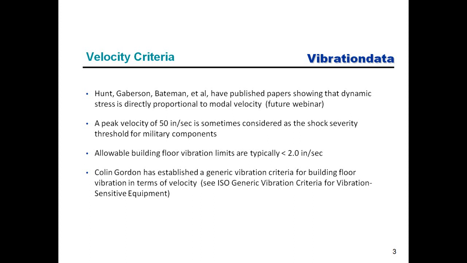And then there's some other different examples. For example, in terms of buildings or semiconductor fab facilities or historical buildings, there are different criteria in terms of allowable vibration, either in terms of velocity or displacement. So a typical specification that you might come across would say that the allowable building floor vibration limit is somewhere less than 2 inches per second.